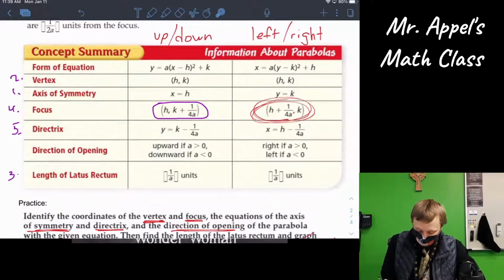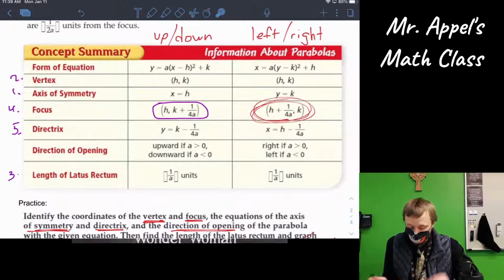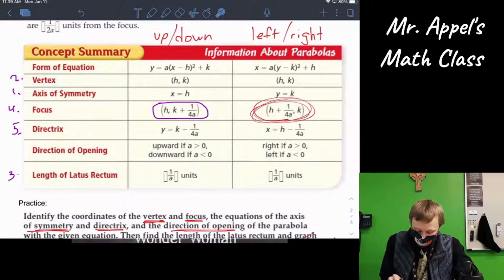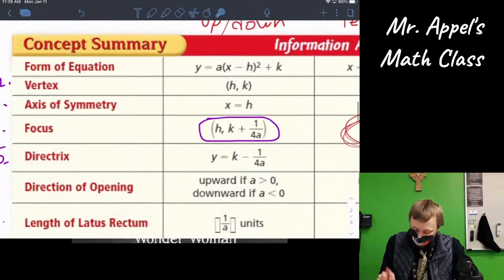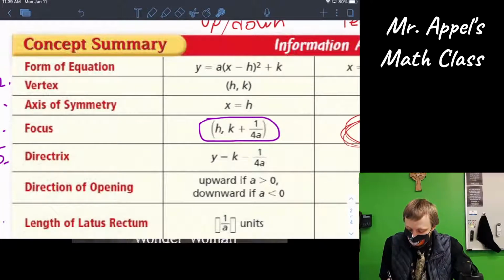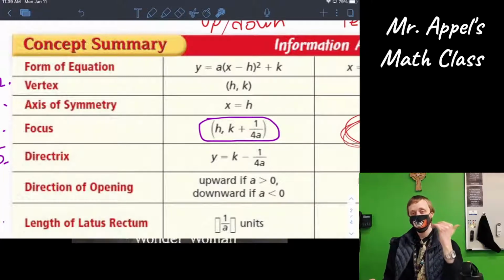So we've got the focus here, and it gives us our specific location. If the vertex is at h comma k, then the focus is at h comma k plus 1 over 4a, because this 1 over 4a is our focal length.